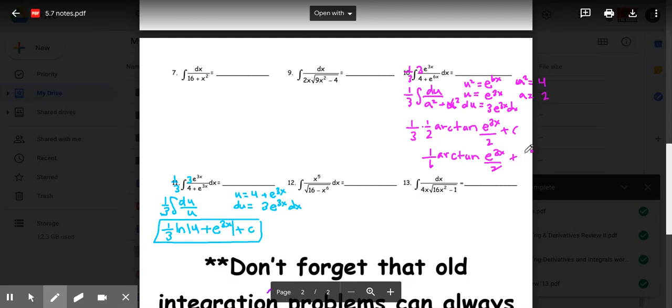Over 2 plus c. So here's your final answer. I will post the rest of the notes if you want to try these as practice, but you have practice problems on a review sheet. And basically your last assessment is going to be next Friday, and it's going to be some derivative problems and some integration problems. So you just got to know, you have a formula sheet, you just got to know what formula to apply. That's it. Okay.